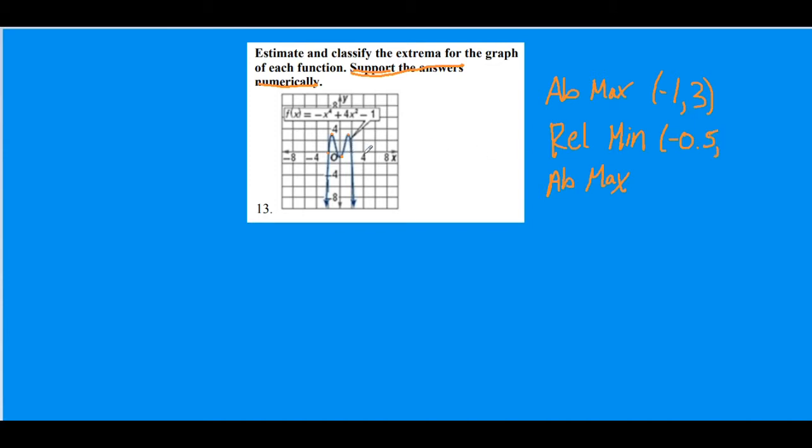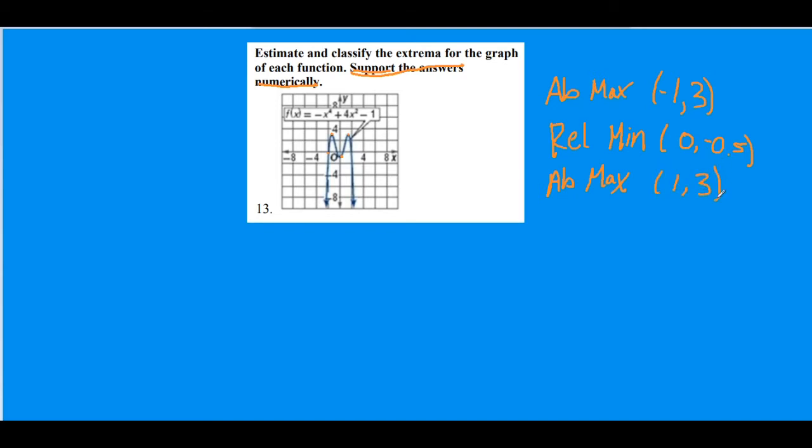Negative 0.5, comma, oh, what am I doing? That's the y value. What's the x value right there? It looks like 0 to me. Alright, so I get to keep my 0. It's right there on the y-axis, so that is x equals 0. And then the y value there, I believe, is negative 0.5. And then finally another absolute max. It looks like it's at positive 1, positive 3.